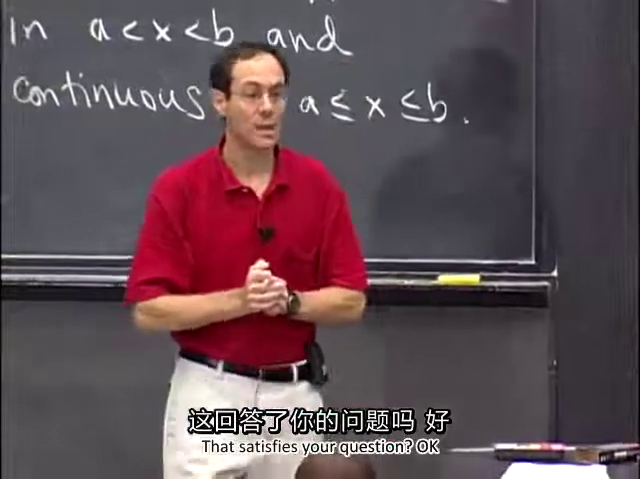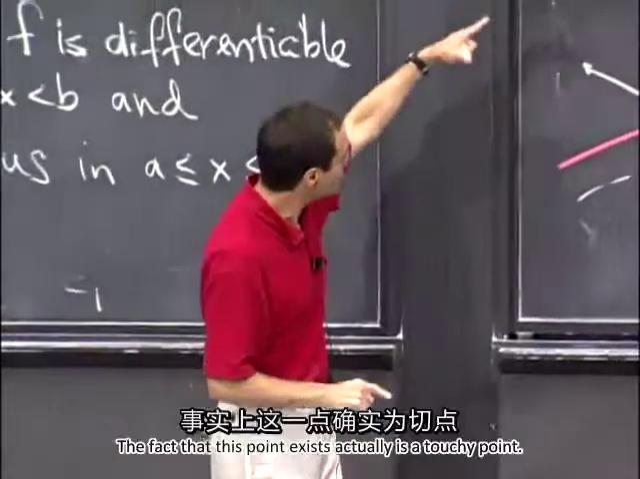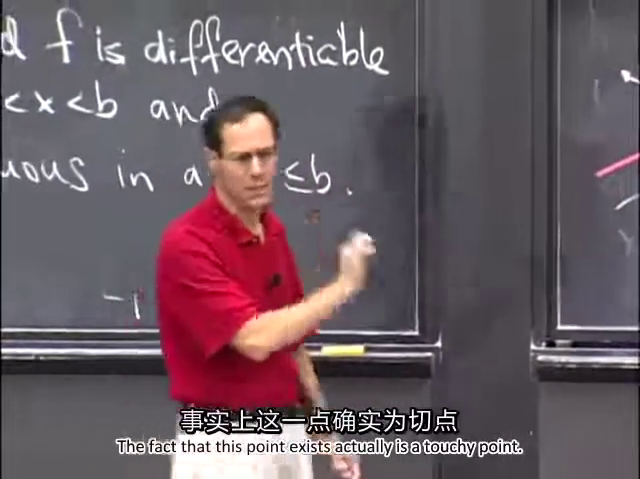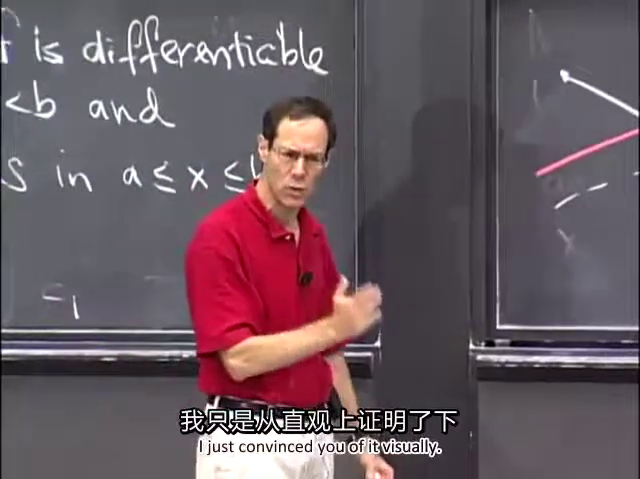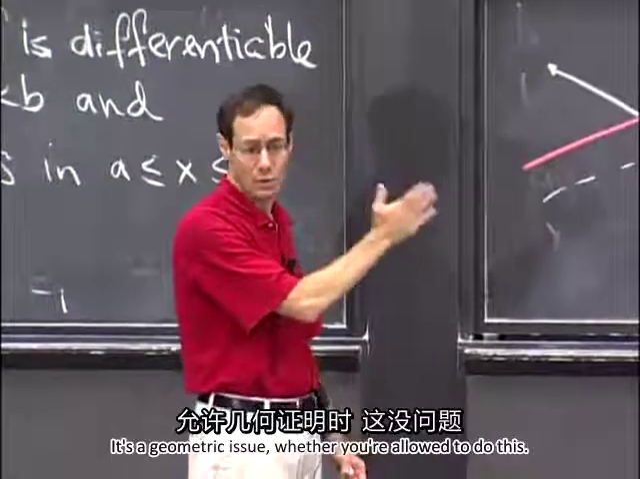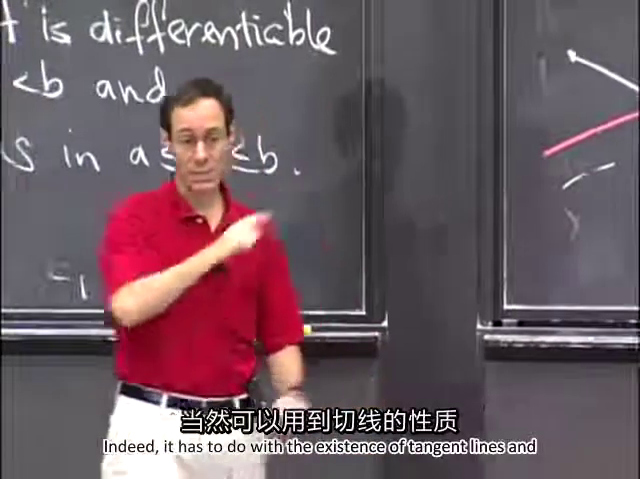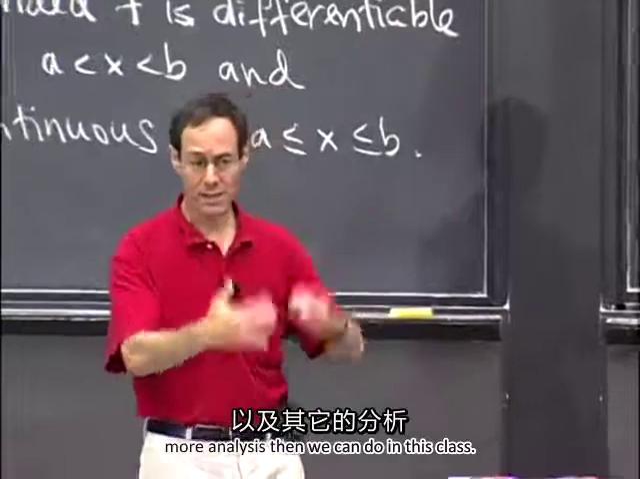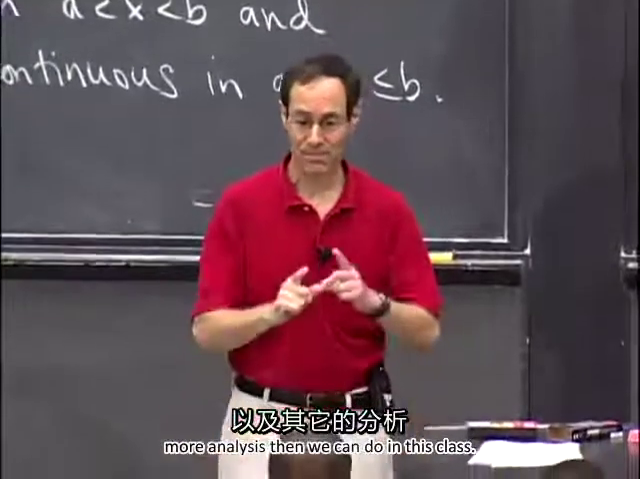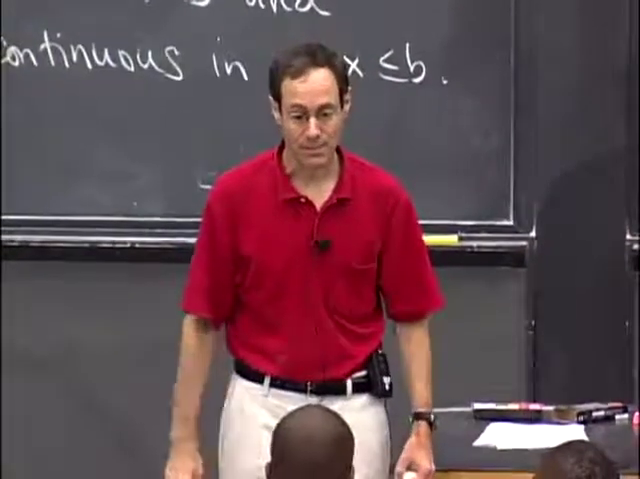That satisfies your question. Okay. All right. The fact that this point exists is a touchy point. I just convinced you of it visually. It's a geometric issue whether you're allowed to do this. Indeed, it has to do with the existence of tangent lines and more analysis than we can do in this class. Yeah, another question.